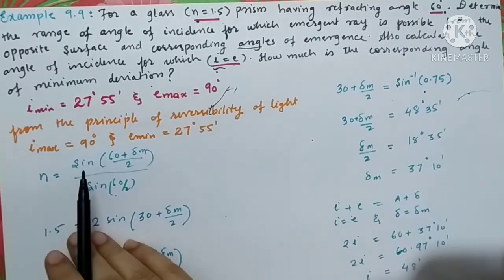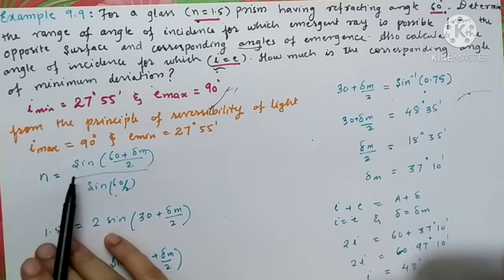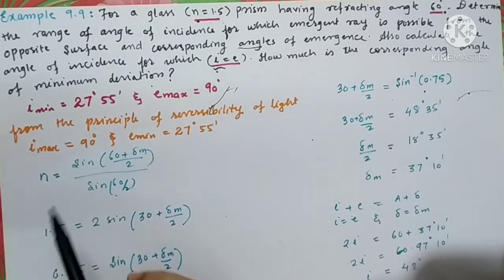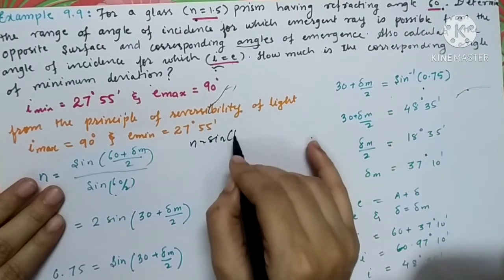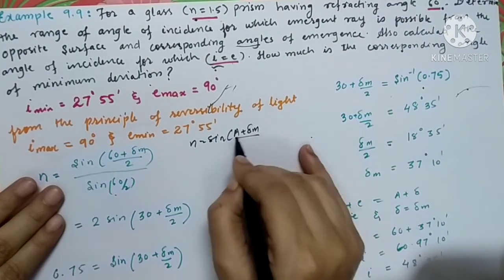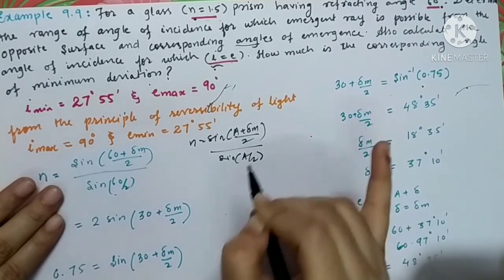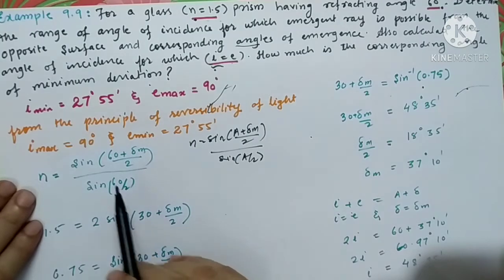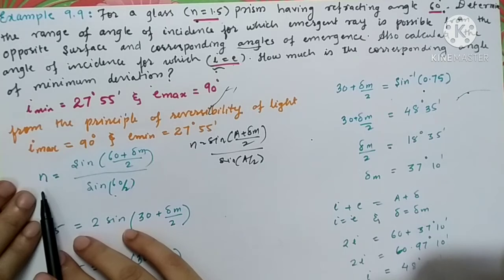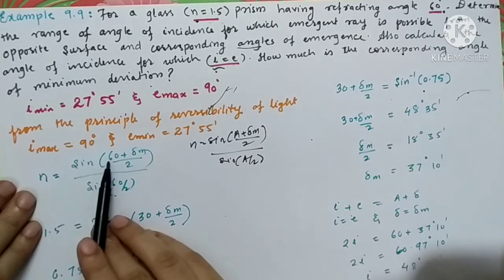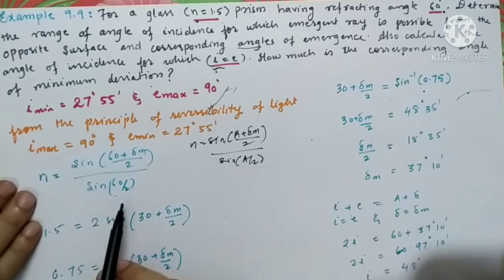So from the prism formula only, we have n is equal to sine of (A plus delta m) upon 2 divided by sine of A upon 2. Substituting the value of A over here, we get n is equal to sine of (60 plus delta m) by 2 divided by sine of 60 upon 2.